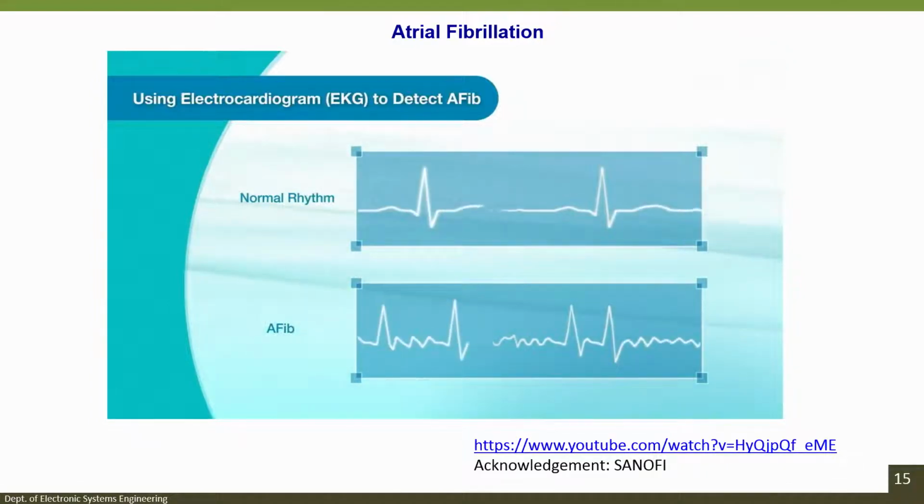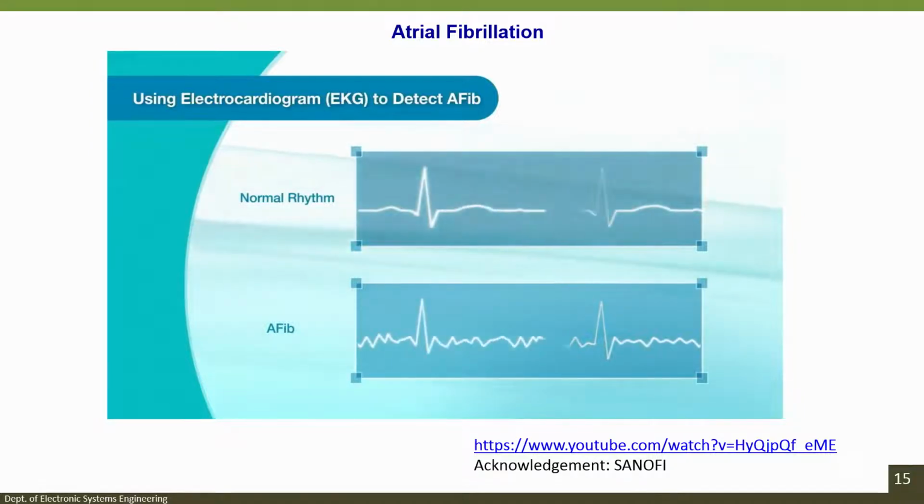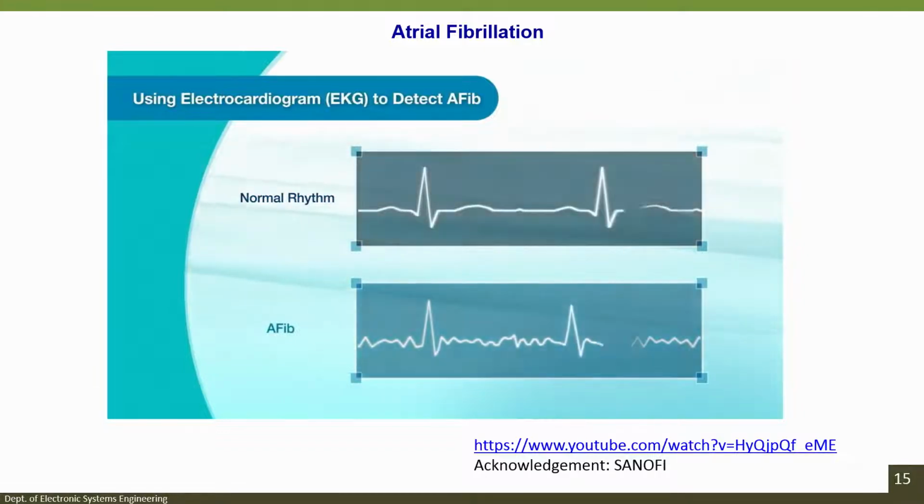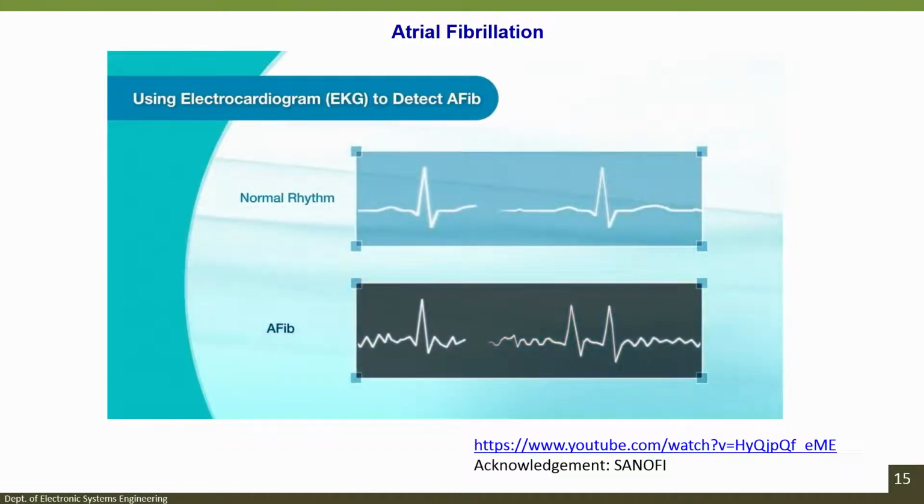See the differences between a healthy heart and a heart in Afib? In a normal heart, beats are evenly spaced and show a regular pattern. In Afib, the waves appear more chaotic and random.